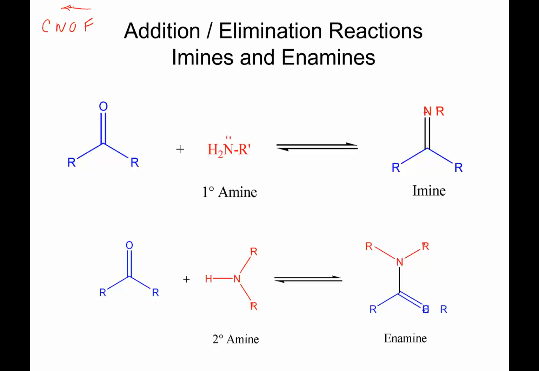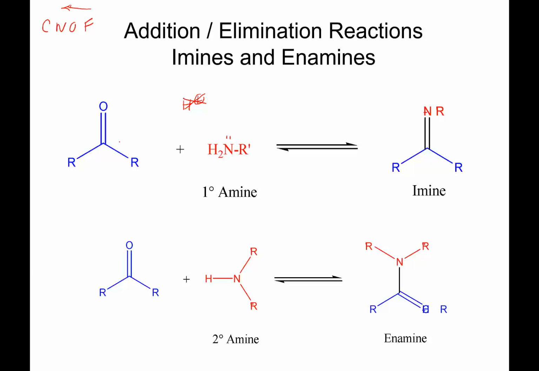So that means I don't need acid. I don't need to protonate the carbonyl. As a matter of fact, if I did add acid to this, what would happen? The nitrogen would become protonated. It's no longer electron rich, it's electron poor, and so it's not going to react. So we do not need acid for these reactions. Nitrogen is going to directly react with the carbonyl.